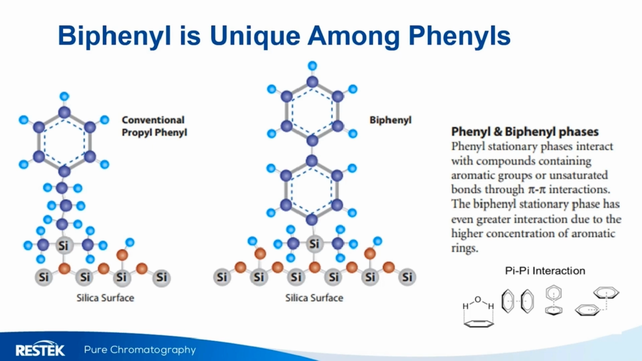two aromatic rings. The two rings are not fused and can be treated independently due to the relatively free rotation about the linking bond. The phenyl rings can rotate around this carbon-carbon bond, which acts as an axis. This allows for more options to conform and connect with structural isomers, resulting in enhanced selectivity over other phenyl phases.